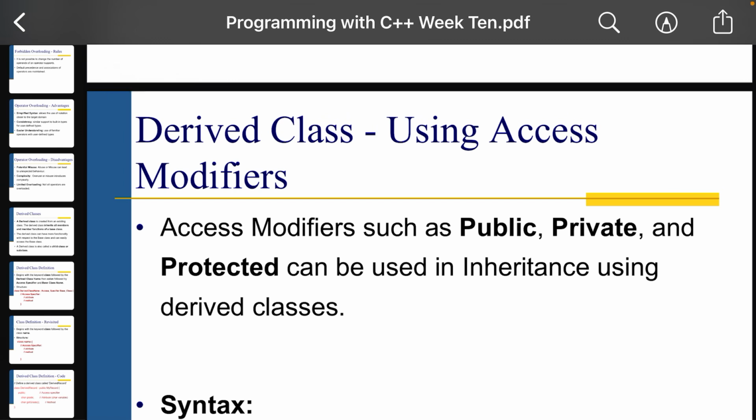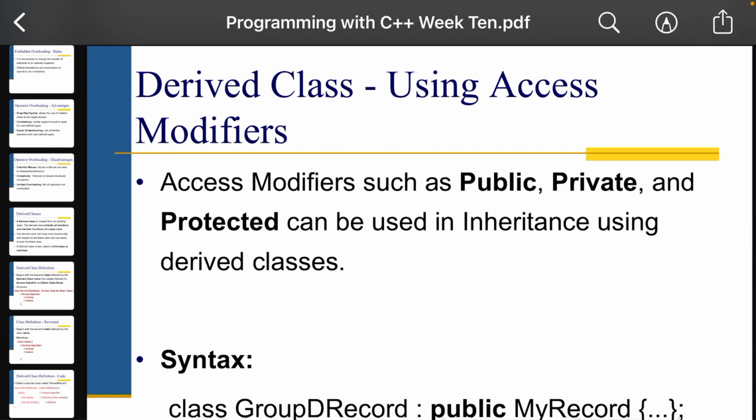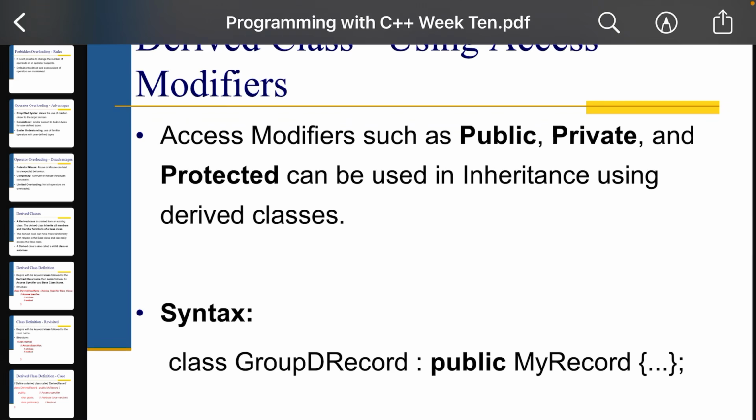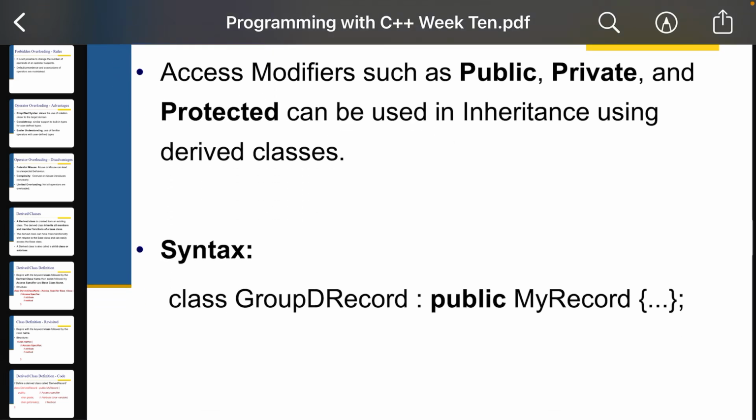Derived class using access modifiers. Access modifiers such as what? Public, private, and what? Protected can be used in inheritance using what? Derived classes.